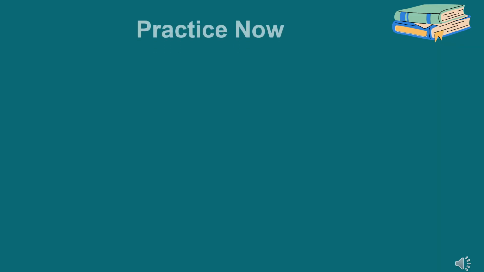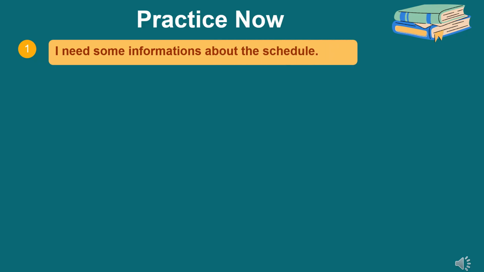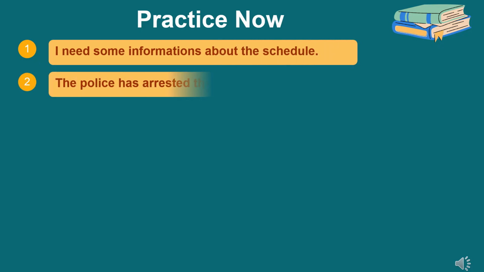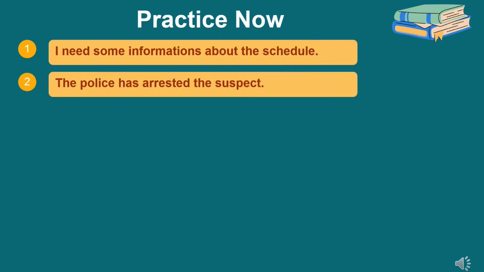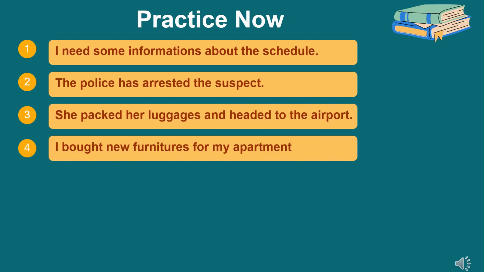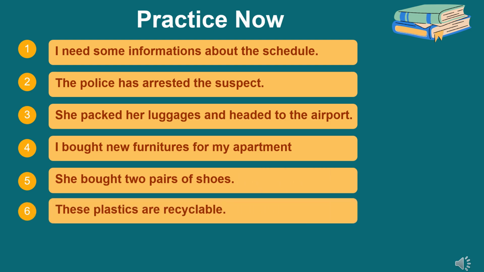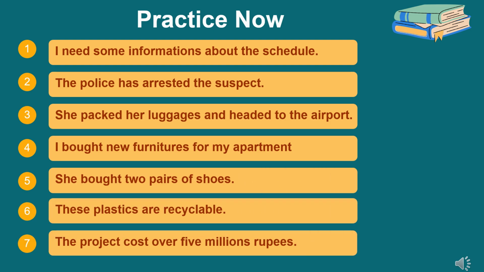Alright, it's time to put everything we've learned to the test. Here are the sentences with errors. See if you can spot them all before we go through the answers. I need some information about the schedule. The police has arrested the suspect. She packed her luggages and headed to the airport. I bought new furniture for my apartment. She bought 2 pairs of shoes. These plastics are recyclable. The project cost over 5 millions rupees.